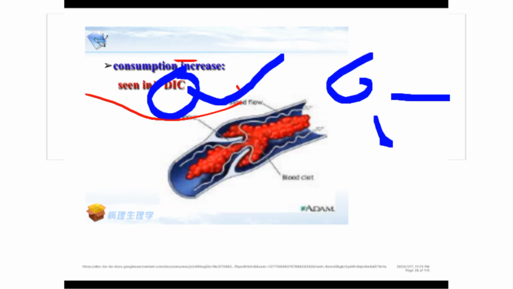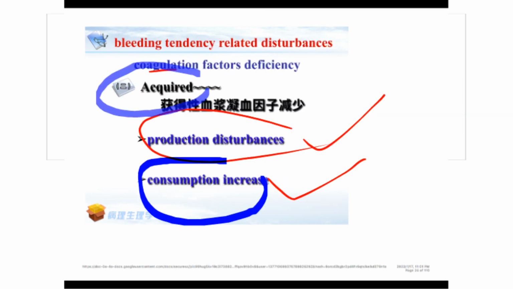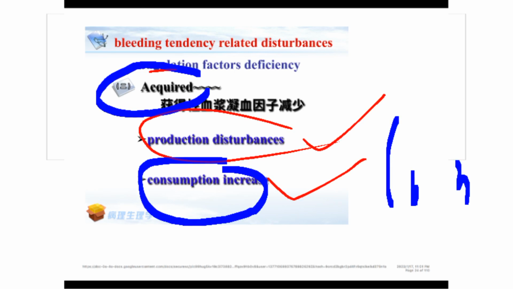So, in this case, consumption is increased. Apart from DIC, what will cause increased loss? For example, if someone is having nephrotic syndrome, a person will be losing his proteins, right? Like albumin, fibrinogen. He may be losing a lot of proteins from his blood into the urine. So he will be losing them together with the clotting factors, right? So definitely he will have a decrease in clotting factors or deficiency of them.